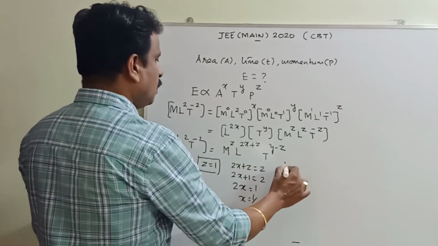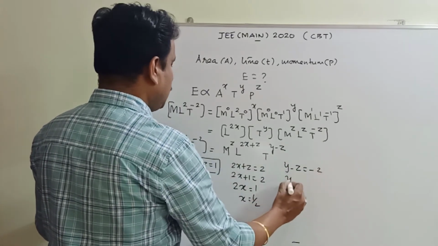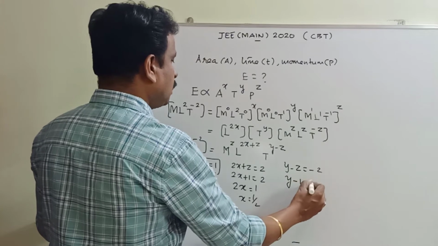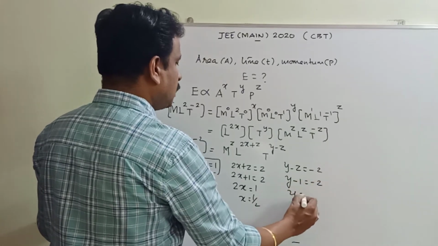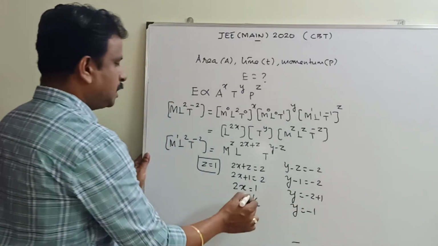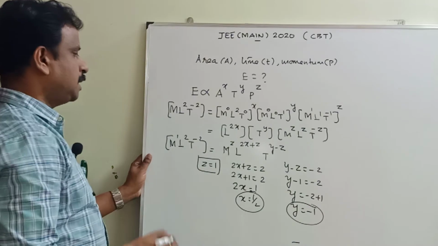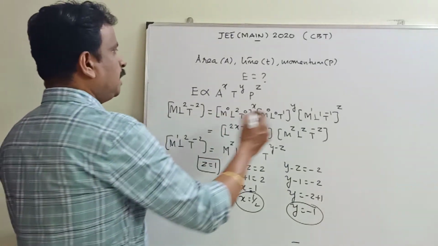Then I come here, y minus z is equal to minus 2. So y minus 1 is equal to minus 2. Therefore y is equal to minus 2 plus 1, which will give you minus 1. So these are your values: x is equal to half, y is equal to minus 1 and z equal to 1. So put them back here.